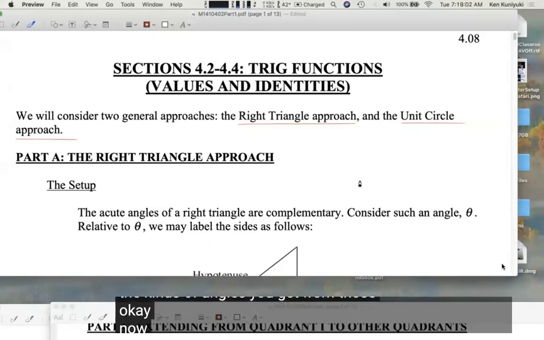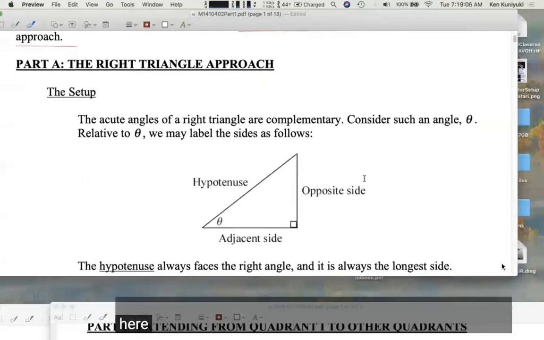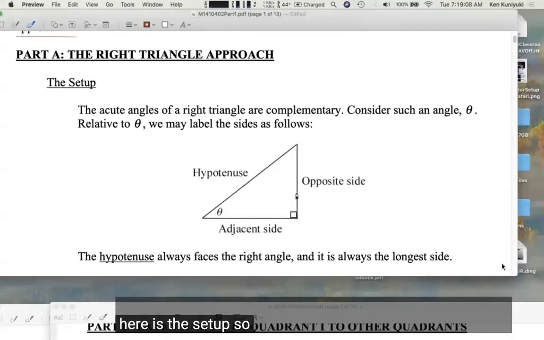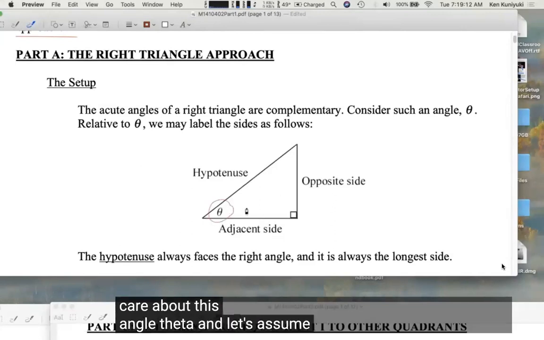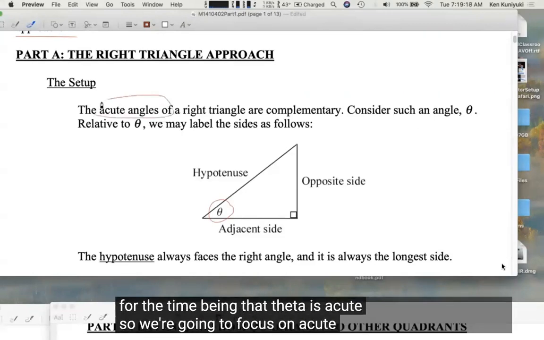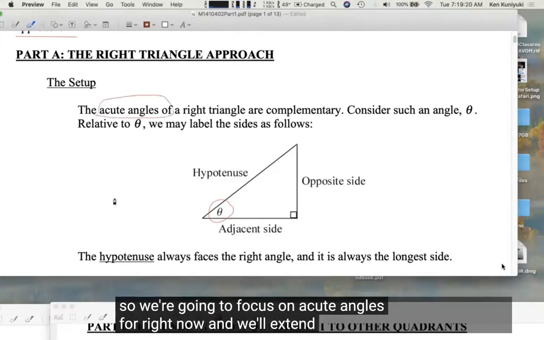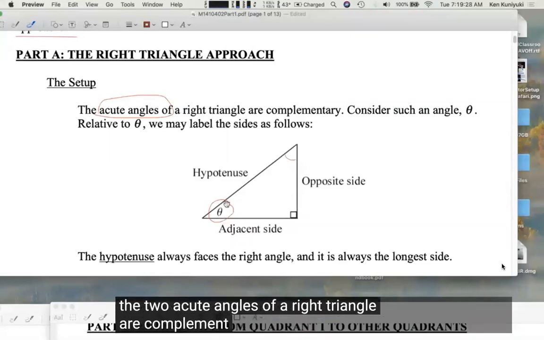Okay, now the right triangle approach. Here is the setup. So let's say that we care about this angle theta. And let's assume for the time being that theta is acute. So we're going to focus on acute angles for right now, and we'll extend these ideas later on. Observe that the 2 acute angles of a right triangle are complementary. These add up to 90 degrees.